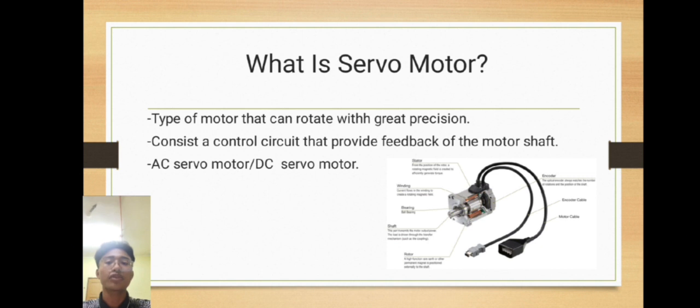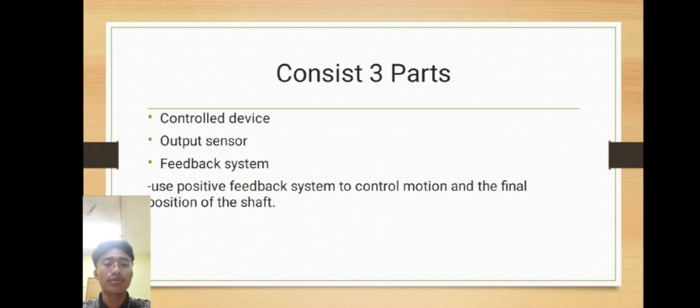What is a servo motor? A servo motor is a type of motor that can rotate with great precision. It consists of a control circuit that provides feedback of the motor shaft. AC servo motor and DC servo motor are among the types. This motor consists of three parts: control device, output sensor, and feedback system. It uses a positive feedback system to control motion and the final position of the shaft.